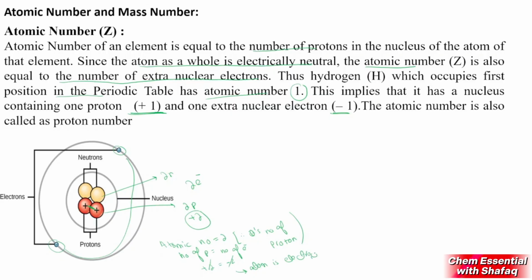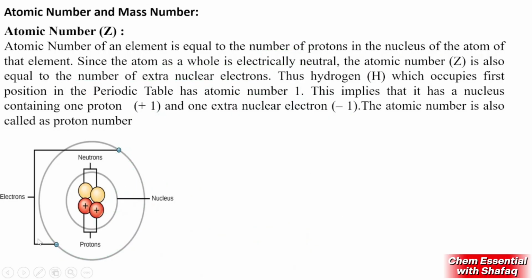Basically, atomic number can act as an identification mark, like a fingerprint, for the identification of an element in the periodic table. Here you can see the atomic number is 2. When you look at the periodic table, atomic number 2 is the helium atom. So this is the atomic structure of the helium atom, having an atomic number 2 that indicates the number of protons.